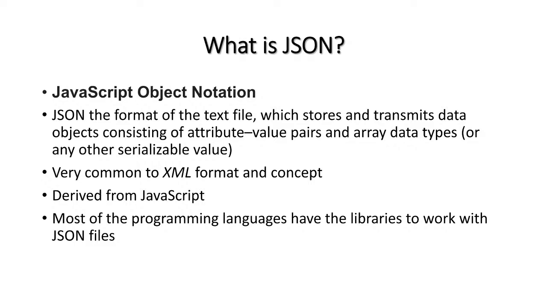The main concept is that we have the data. We can have a kind of tree of data, and we have the exact structure of the data we store and transmit, and that's why we need JSON files to deal with the data. And again, it's derived from JavaScript, as I said, and most programming languages have libraries to work with JSON files. This is also true in Java.